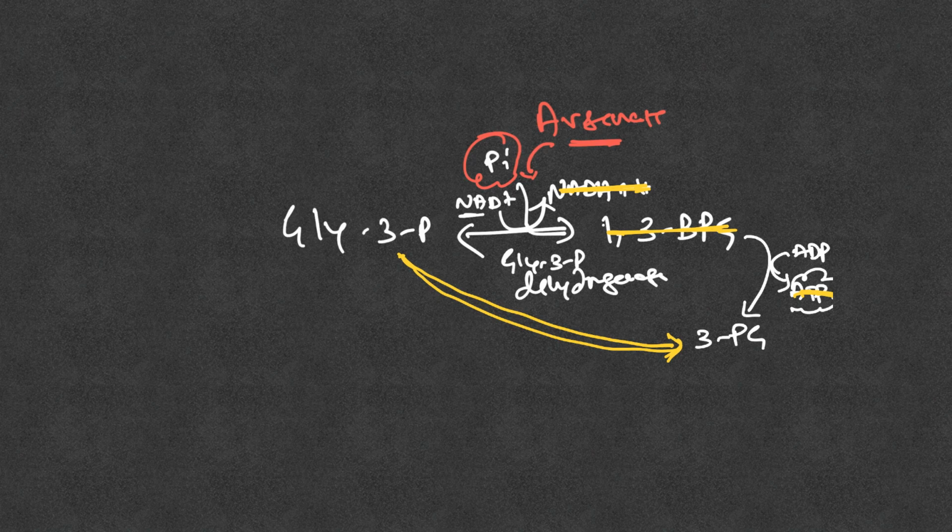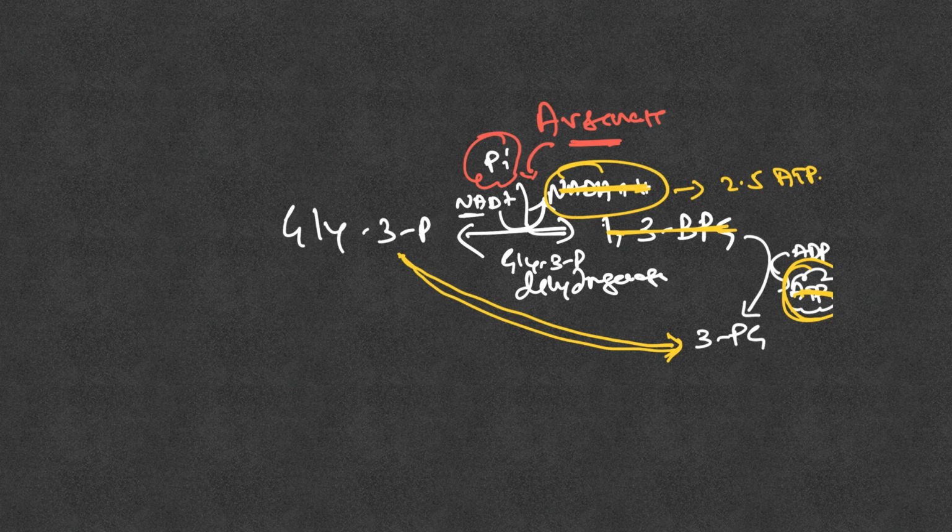So overall, it bypasses the reaction and glycolysis still continues, but the cell won't be able to make ATP by substrate level phosphorylation. The cell won't be able to make NADH plus H+, because if this NADH went to the electron transport chain, it would have given about 2.5 ATPs. So this is the effect of arsenate on glyceraldehyde 3-phosphate dehydrogenase, by bypassing the reaction.